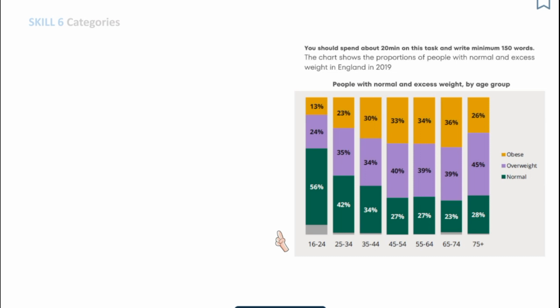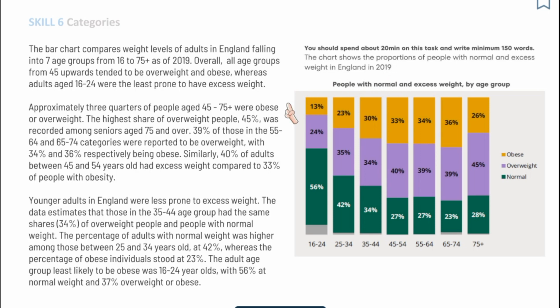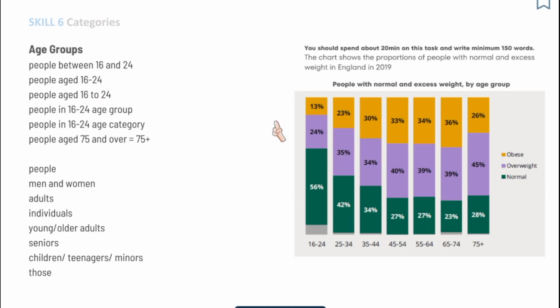We are moving on to the second graph, and this is also a bar chart. So here we will talk about proportions or percentages of people with normal and excess weight in England in 2019. Here's the report, and the focus of this video is how we can talk about different groups. And quite often surveys involve different age groups. So how can we describe them? Well, you can see a few options here.